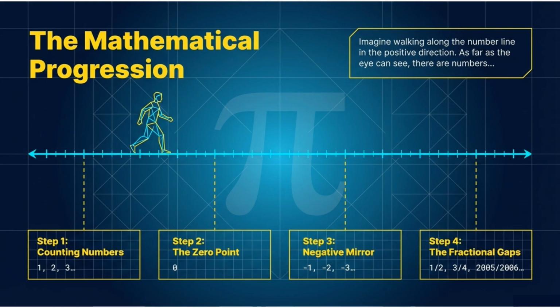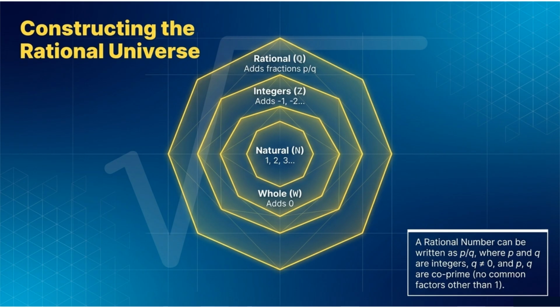Adding the 0 point led to whole numbers. Then, the negative mirror of counting numbers resulted in integers. Finally, adding fractional gaps between integers completed the set of rational numbers. The rational universe is built layer by layer.